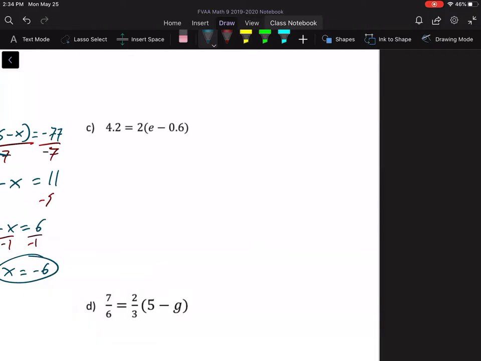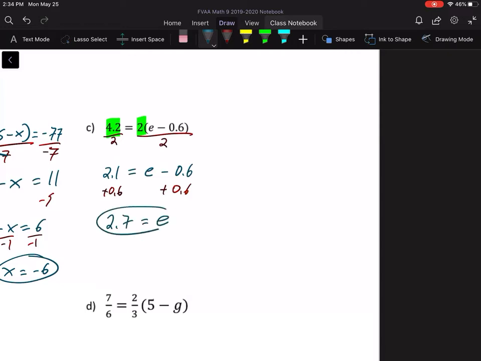For this one, maybe we can just do the second approach, because 2 goes nicely into 4.2. See that? So I'm just going to divide both sides by 2. And I end up with 2.1 is equal to e minus 0.6. And plus 0.6 plus 0.6. I end up with 2.7 is equal to e.